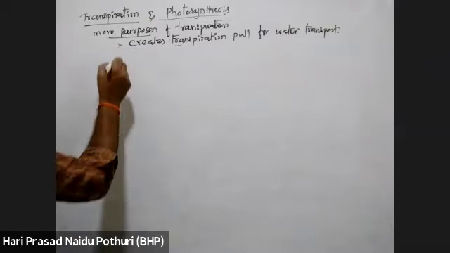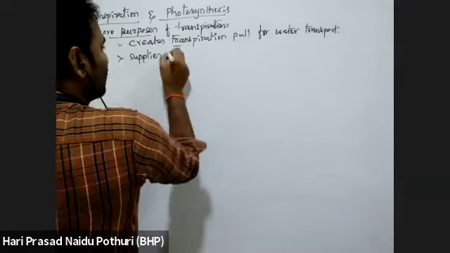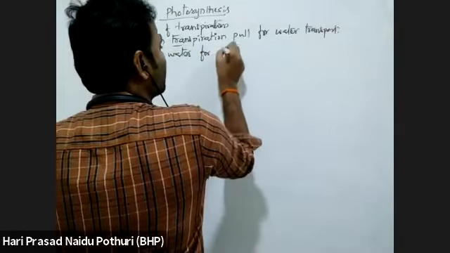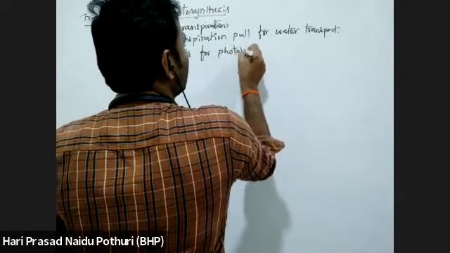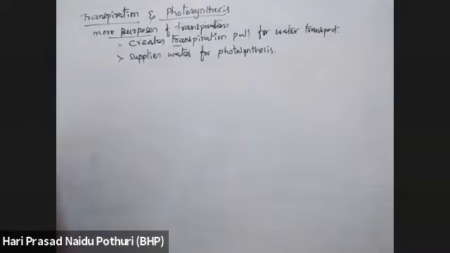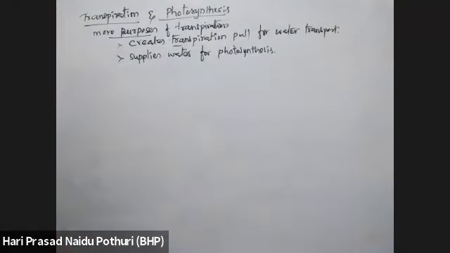That is one thing. So it supplies what? Transpiration supplies water for photosynthesis. Because photosynthesis is taking place in the leaf, and in that leaf water is not available, when transpiration is taking place it develops a transpiration pull. With the help of the transpiration pull, water is carried from roots to the leaves.